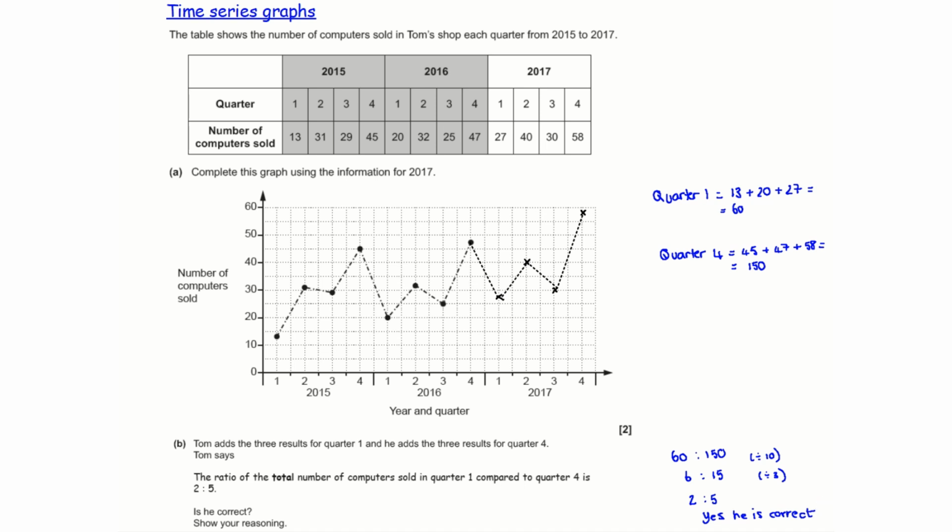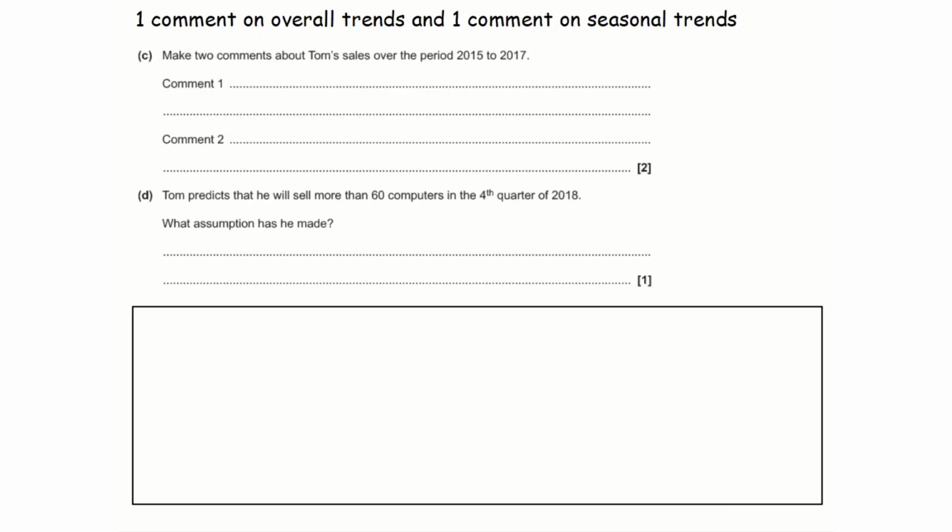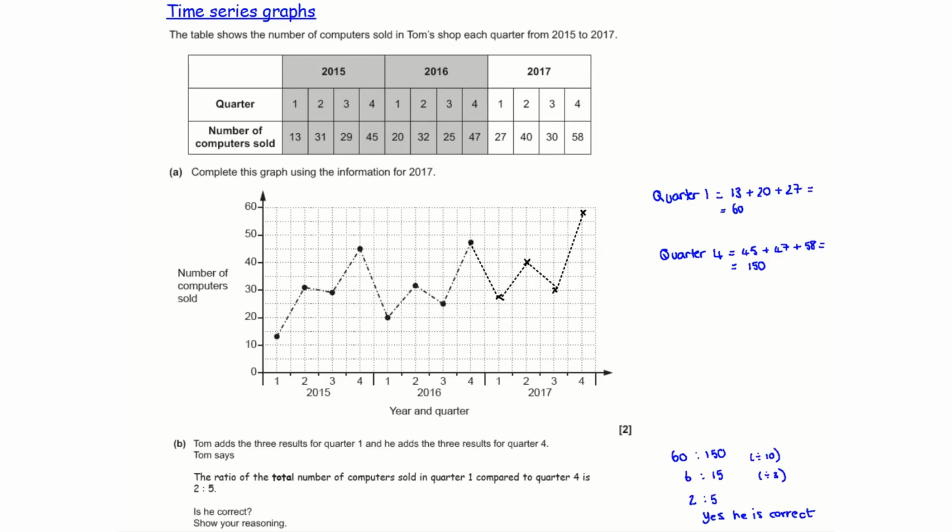Okay, so continuing with this question here, the next style of question generally comes with actual comments from the time series graph and what it's showing you. So part C on this one says make 2 comments about Tom's sales over the period of 2015 and 2017. So I'll put a hint at the top of this that says 1 comment on overall trends and 1 comment on seasonal trends. So if we go back and have a look, when we're talking about overall, we're talking about what happens from 2015 through to 2017.